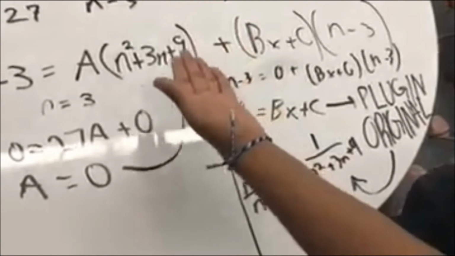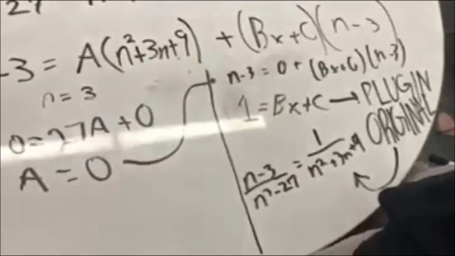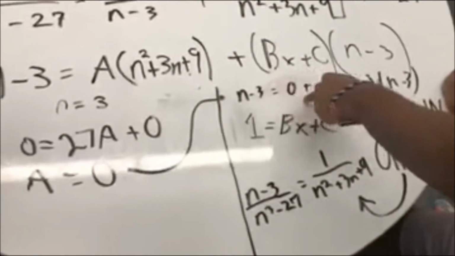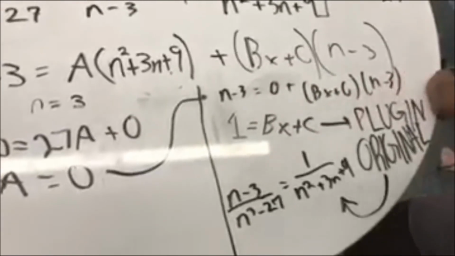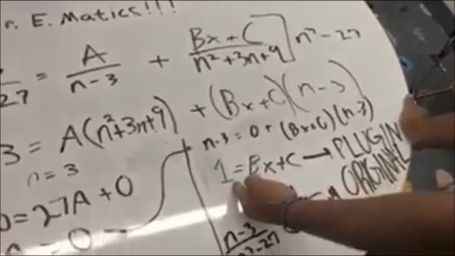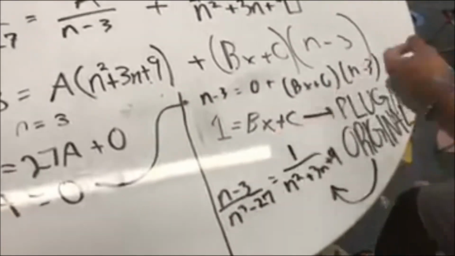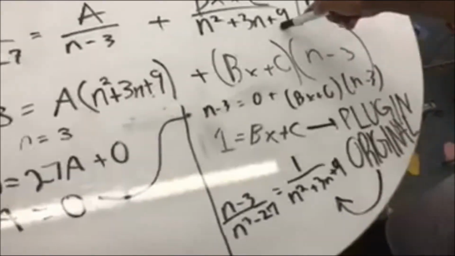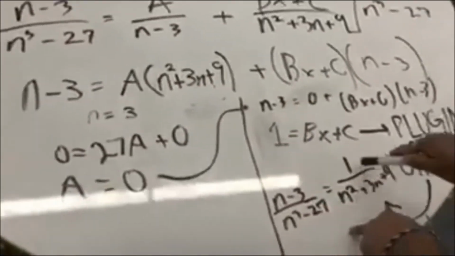Oh, that is very funny, no? Very funny. So we take A equals 0 and input it back into the original expression that we derived. n minus 3 is equal to 0 plus (Bn plus C) times (n minus 3). So 1 is equal to Bn plus C. Bn plus C is the original thing we had. Correct? Correct. So then we arrive at the original is equal to 1 over (n squared plus 3n plus 9).